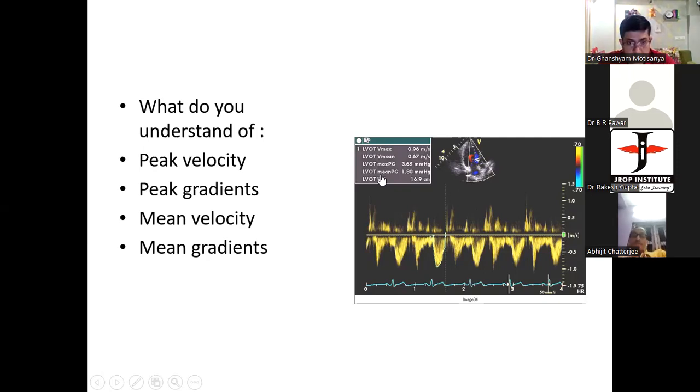Yes, sir. What do you mean by VTI? Sir, velocity time integral. This is 16.9 centimeter. What do you mean by 16.9 centimeter?